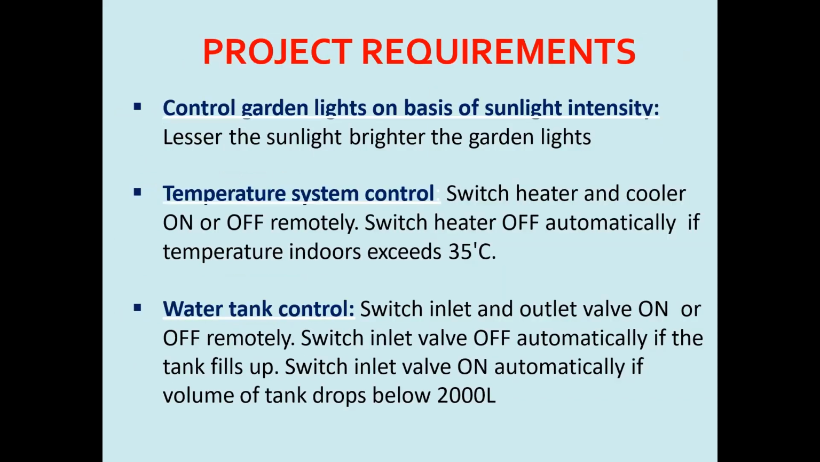So these are the project requirements, that is to control the garden lights on the basis of sunlight intensity, and then the temperature system control, where there are two switches, heater and cooler. If the temperature exceeds 35 degrees centigrade, then we have to switch off the heater automatically. Then the water tank control. Here it contains two switches, inlet and outlet valve, which works remotely by setting a value of 2000 liters.